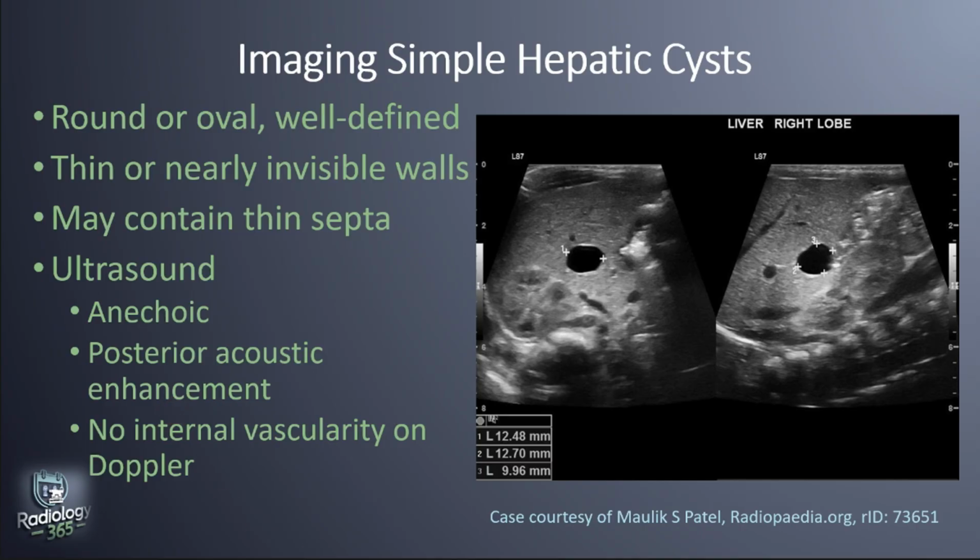On ultrasound, they appear anechoic, that's completely dark, have posterior acoustic enhancement, that's a bright area behind them, and they show no internal blood flow on Doppler. So in this image, there is a thin-walled anechoic unilocular avascular cyst in the anterior segment of the right lobe of the liver. We can see the posterior acoustic enhancement behind this simple cystic lesion.